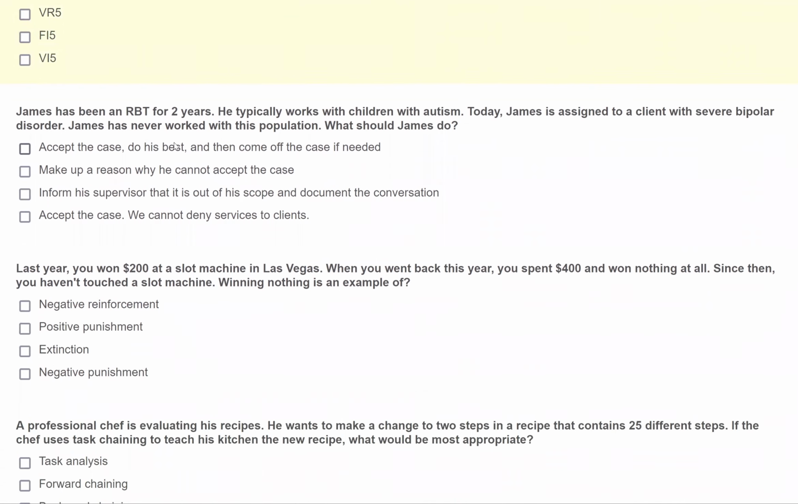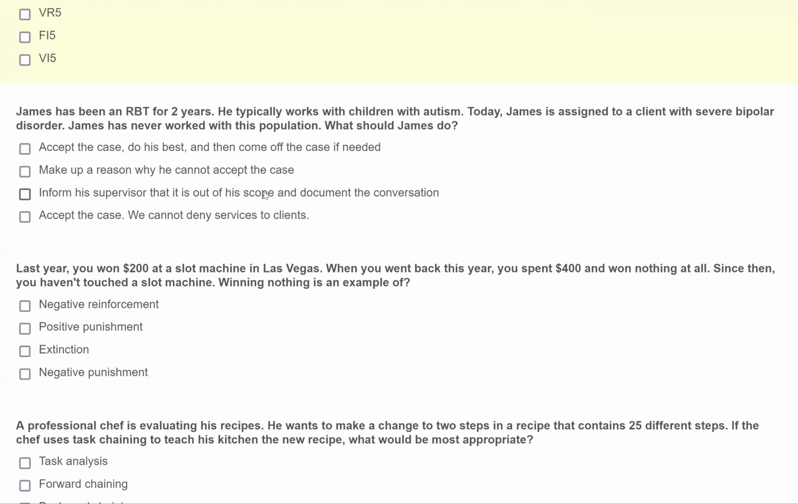James has been an RBT for 2 years. He typically works with children with autism. Today, James is assigned to a client with severe bipolar disorder. James has never worked with this population. What should James do? This is a very difficult situation for an RBT to be in. It's a difficult situation for a BCBA to be in.